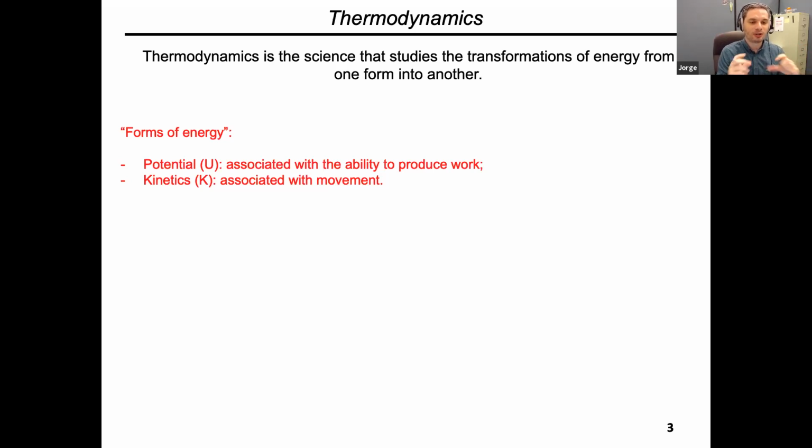Kinetic energy, symbol K, is associated with movement. Anything that moves has kinetic energy. Anything that has enough energy to produce work has potential energy. And those are the only two forms of energy that are possible. Any other sort of energy is a subdivision of potential or kinetic energy.